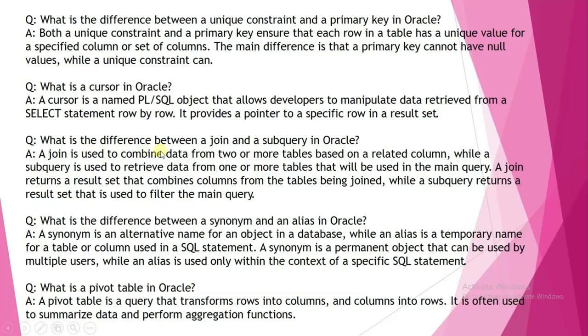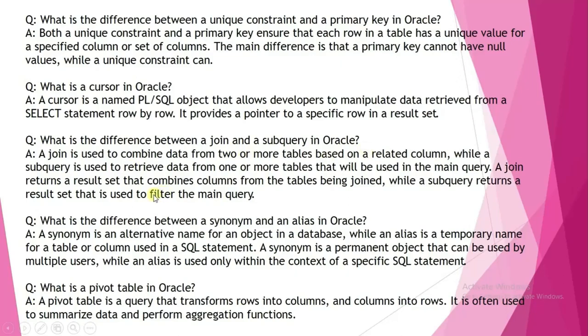So what is the difference between join and subquery in Oracle? A join is used to combine data from two or more tables based on a related column, while a subquery is used to retrieve data from one or more tables that will be used in the main query. A join returns a result set that combines columns from the tables being joined, while a subquery returns a result set that is used to filter the main query. So these are the differences between join and subqueries.